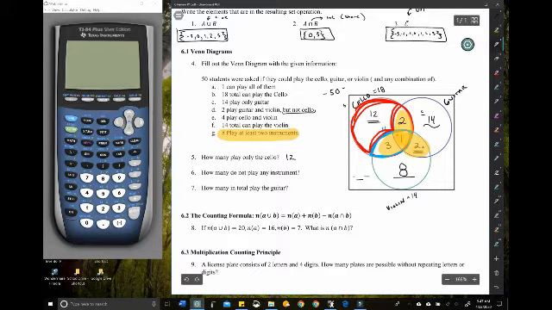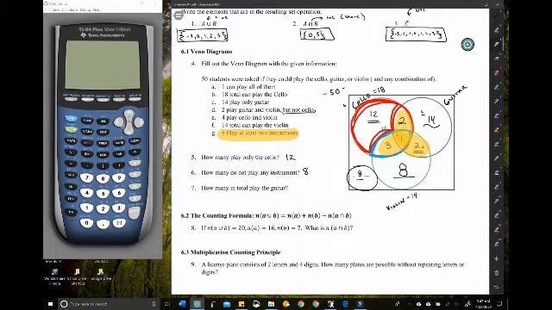How many don't play any instrument? So now I have all the pieces except for out here. Well, I knew there were 50 to start with. 50 minus all of those comes out to be 8 as well. So 8 don't play any instrument.